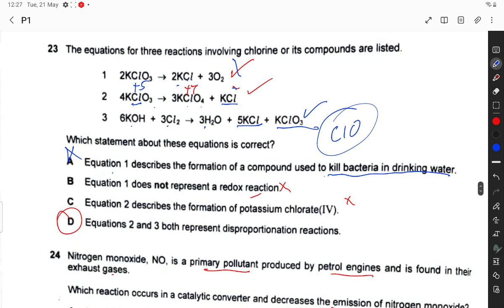Equation 2 describes the formation of potassium chlorate 4. Equation 2, not 4, it is potassium chlorate 7. So that's why it is also incorrect.